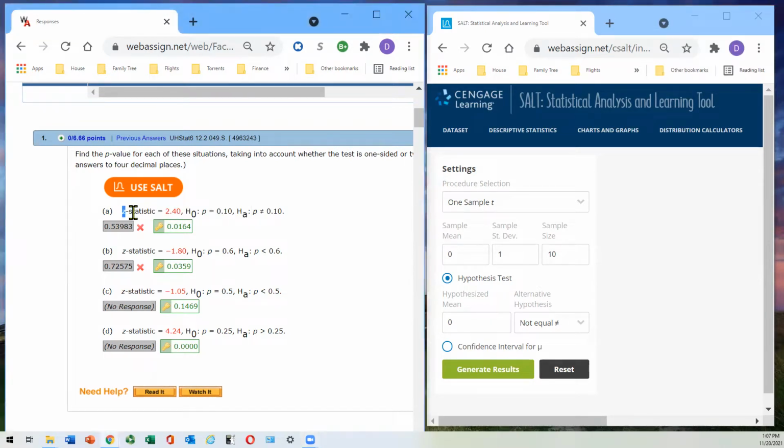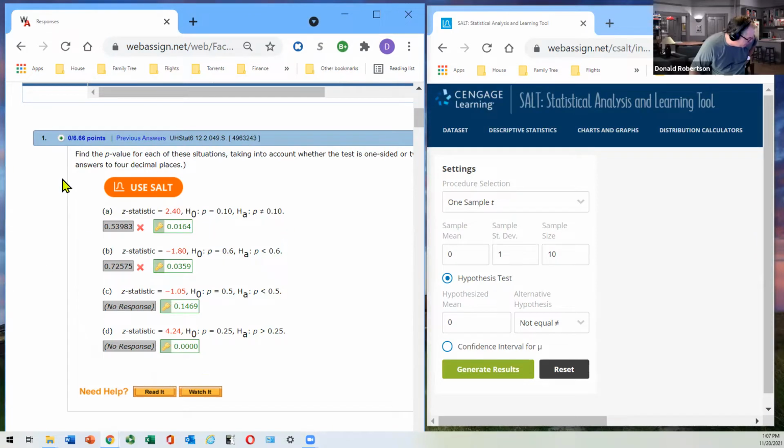So the Z score, it's more important that you know how to do it. Getting the answer is something that you can do in your own time, but how to do it is what I'm really focusing on. So we're looking at a Z score of 2.4. And the null hypothesis is P equal to 0.1, and the alternate hypothesis is P not equal to 0.1. So that's pretty much all I need.